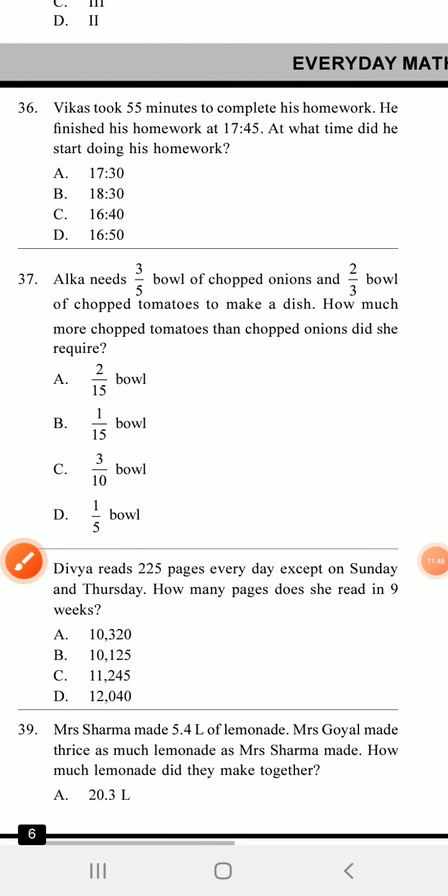First, 17:45 is the 24 hour clock time. So I think 5:45 is the 12 hour time. So 5:45 plus 55. So you get the answer, 37.